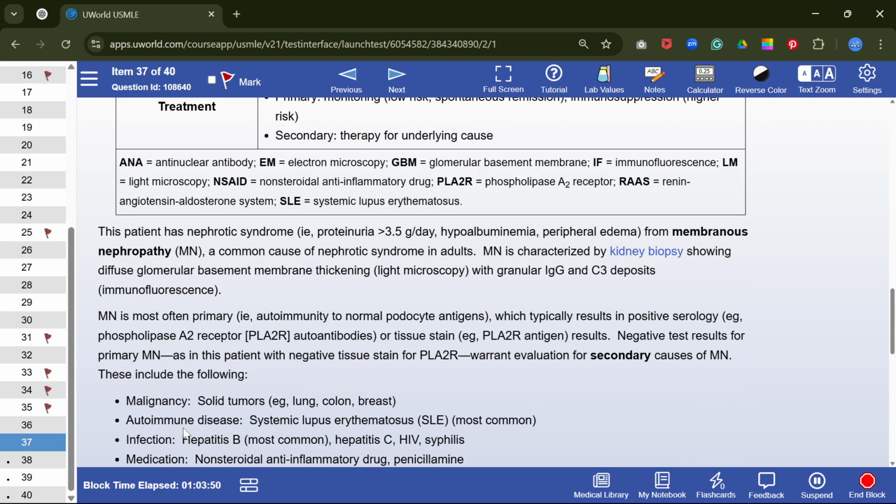This patient has nephrotic syndrome from membranous nephropathy. Membranous nephropathy is characterized by kidney biopsy showing diffuse glomerular basement membrane thickening with granular IgG and C3 deposits.